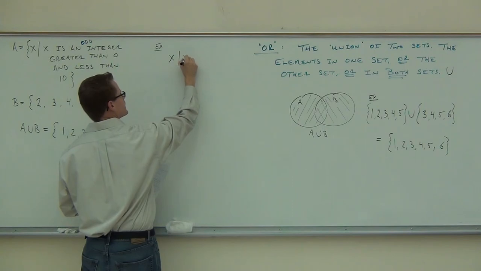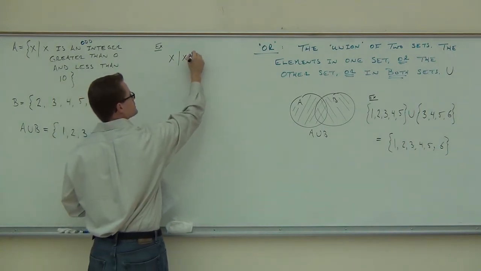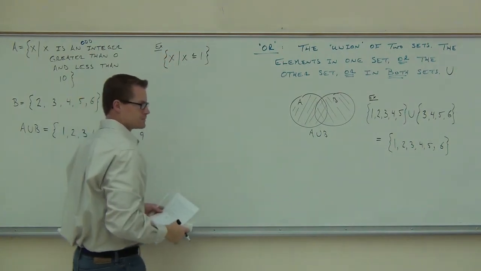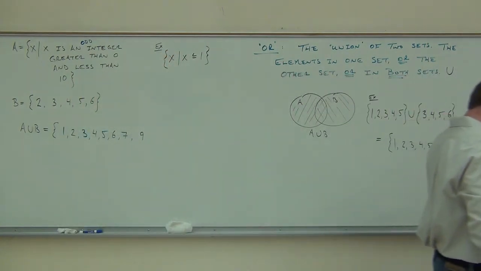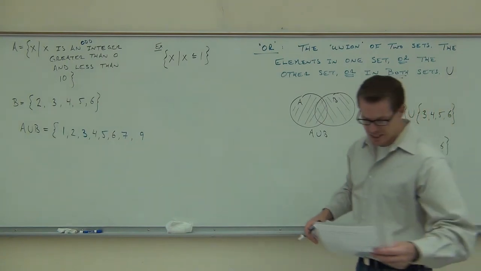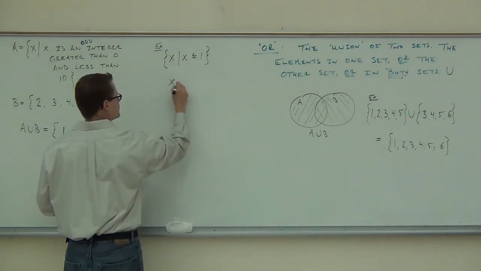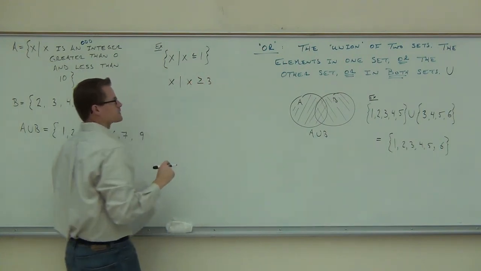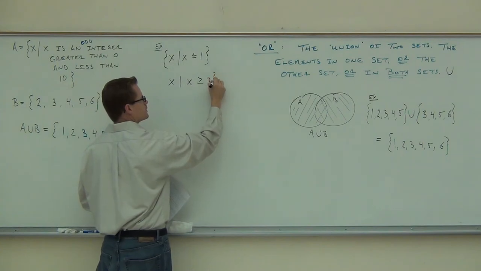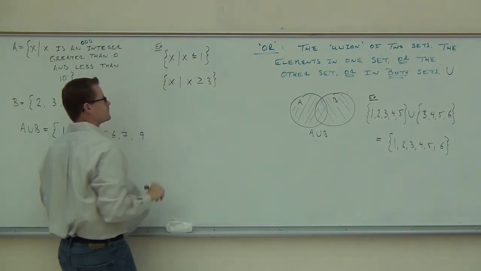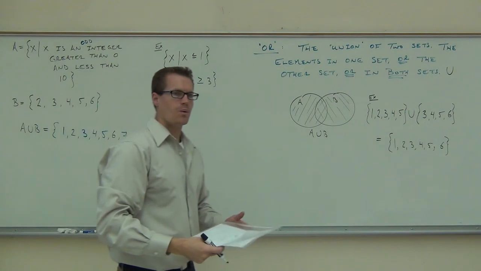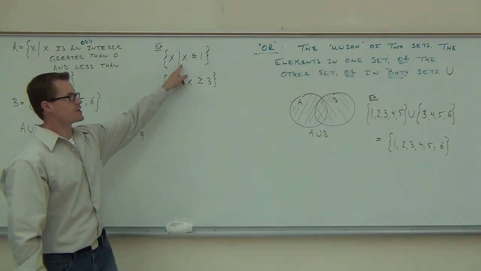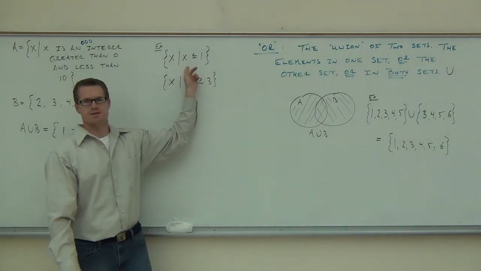So first set, let's say x such that x is less than or equal to 1. Second set, we'll say x is greater than or equal to 3. I want you to think of these numbers again. Can you think of the numbers that are up here, x such that x is less than or equal to 1? Give me some numbers in this set.